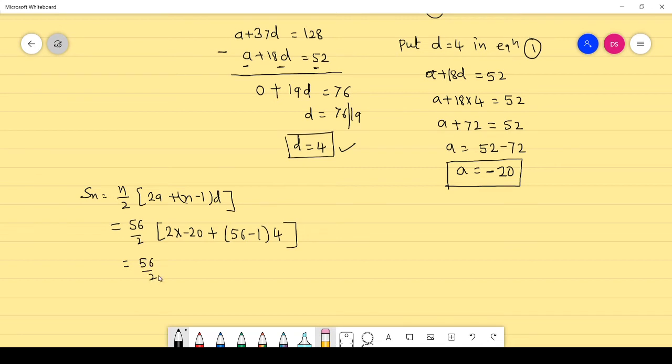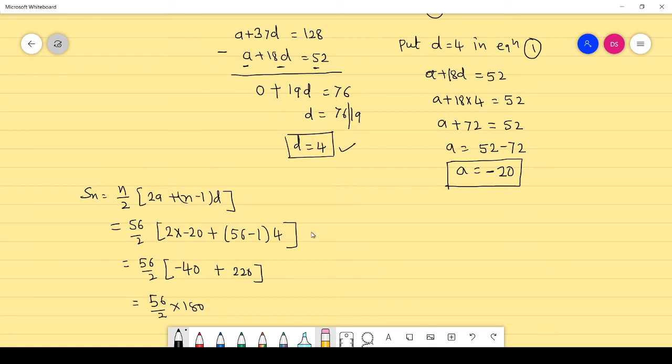56 by 2 I am keeping as it is. You can even divide also. Minus 20 into 2, that is minus 40, plus 56 minus 1, that is 55, and 55 into 4 is equal to 220. And 220 minus 40 is equal to 180, right? So 56 divided by 2 into 180, you will get the answer. So 56 divided by 2, it is 28, right? Multiplied by 180, you will get 5040, right?